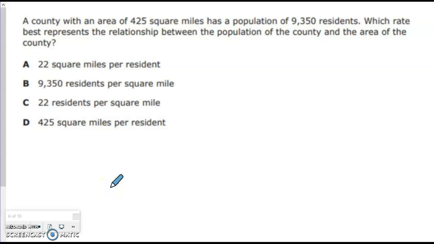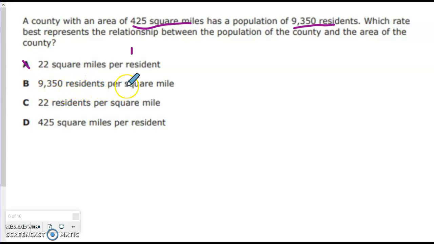A county with an area of 425 square miles has a population of 9,350 residents. Which rate best represents the relationship? This is an old warm-up question. If you think about it, there are way more residents than there are miles. So if we're looking at our answer choices, A says 22 square miles for each resident. That means every one person would have 22 miles of land. That doesn't even make sense in this situation.